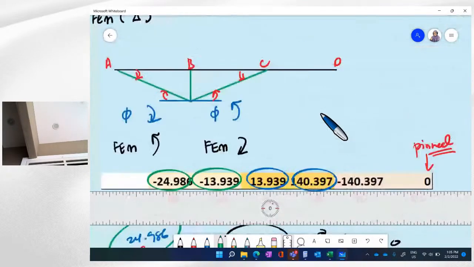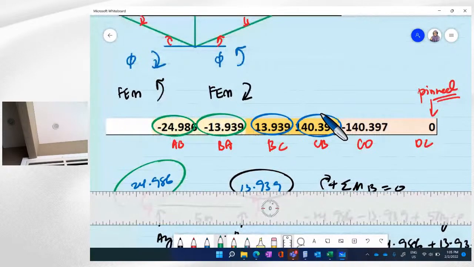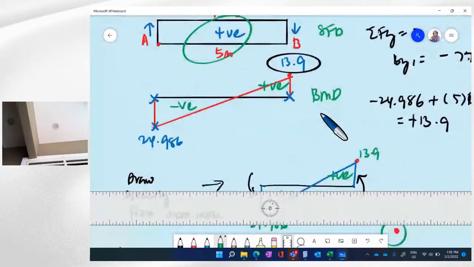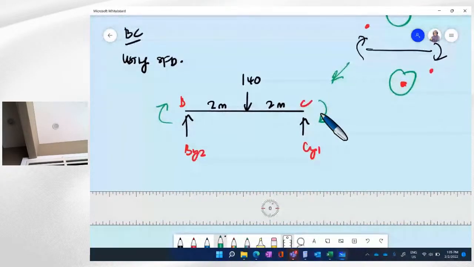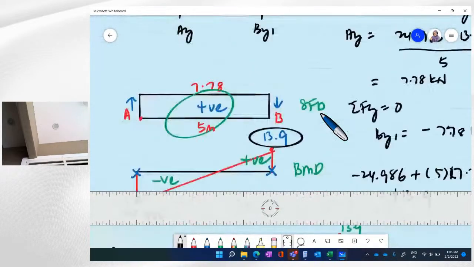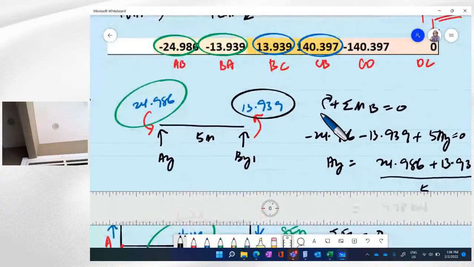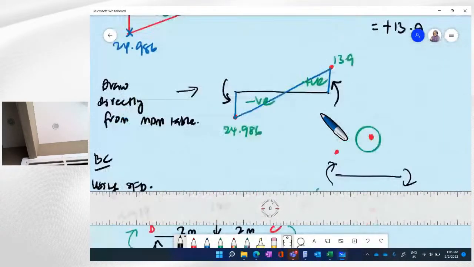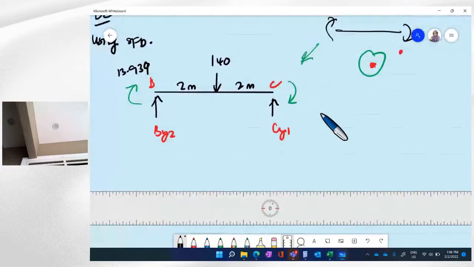We get from table, it is 13.939, and 140.397. 140.